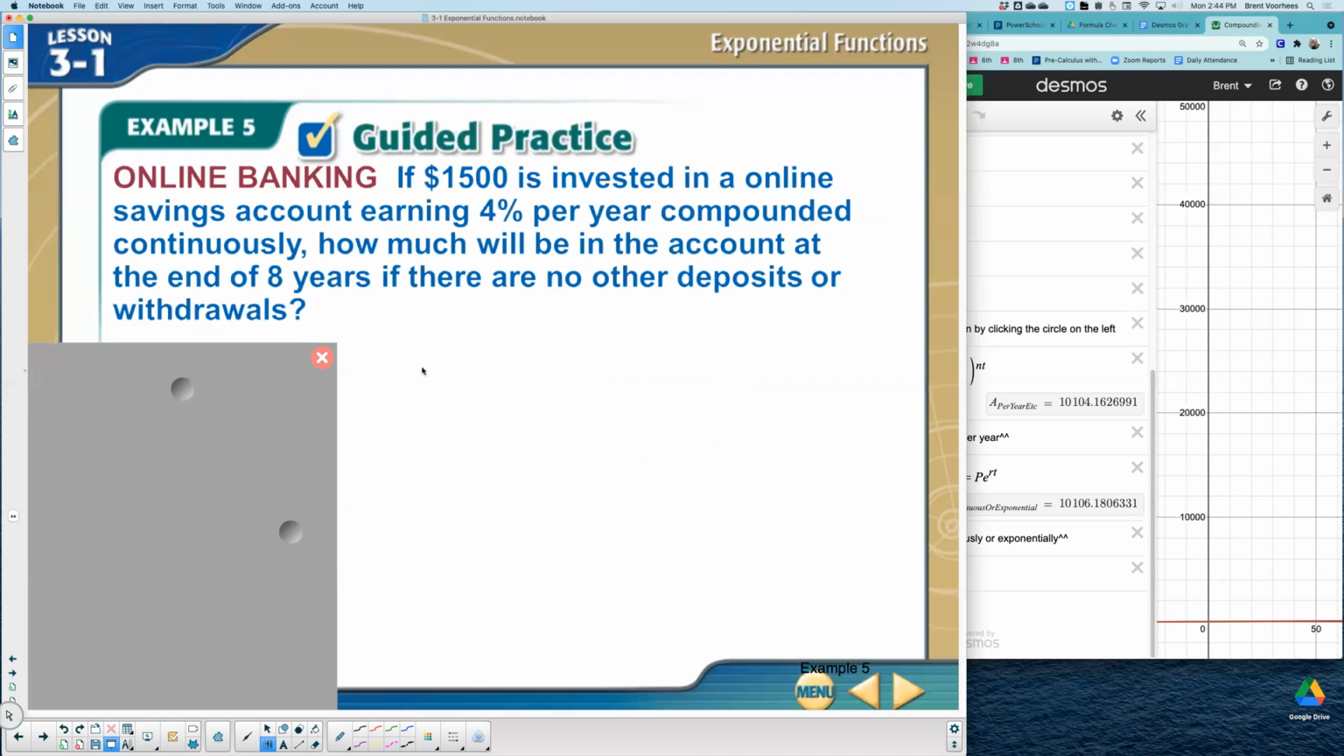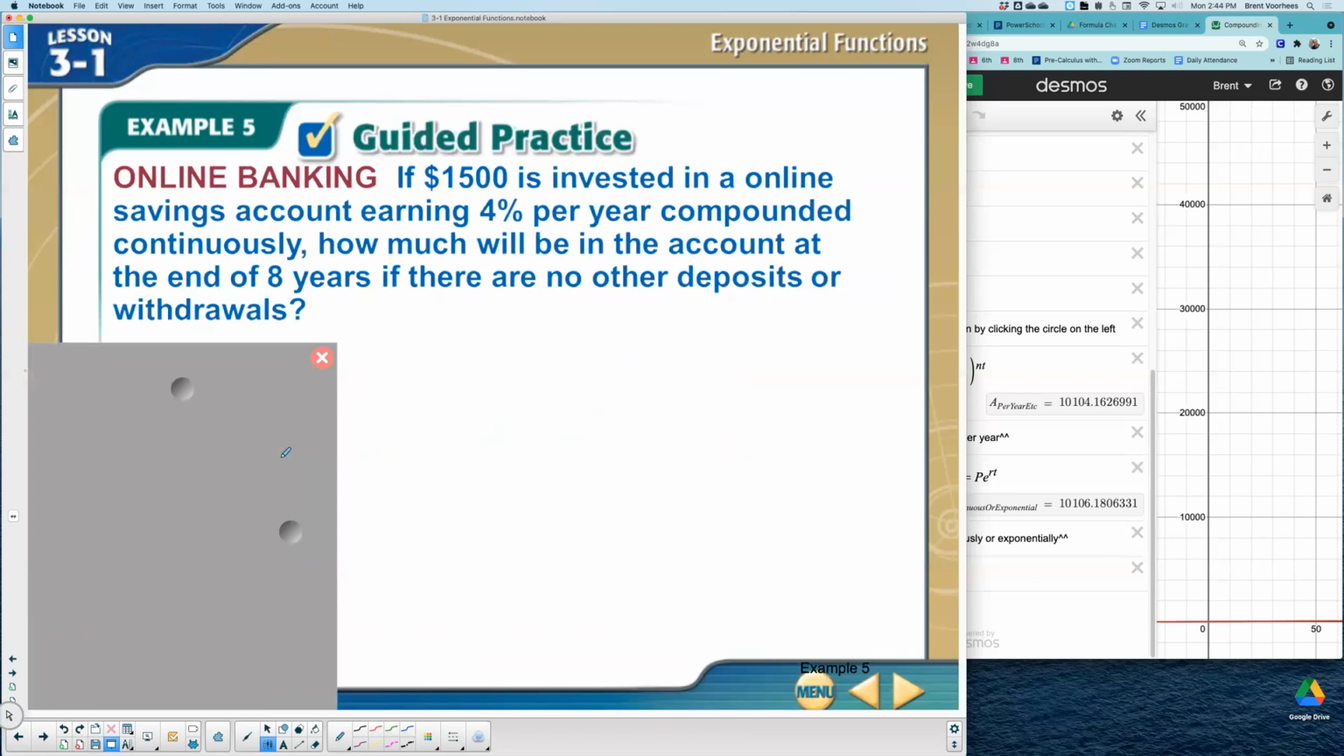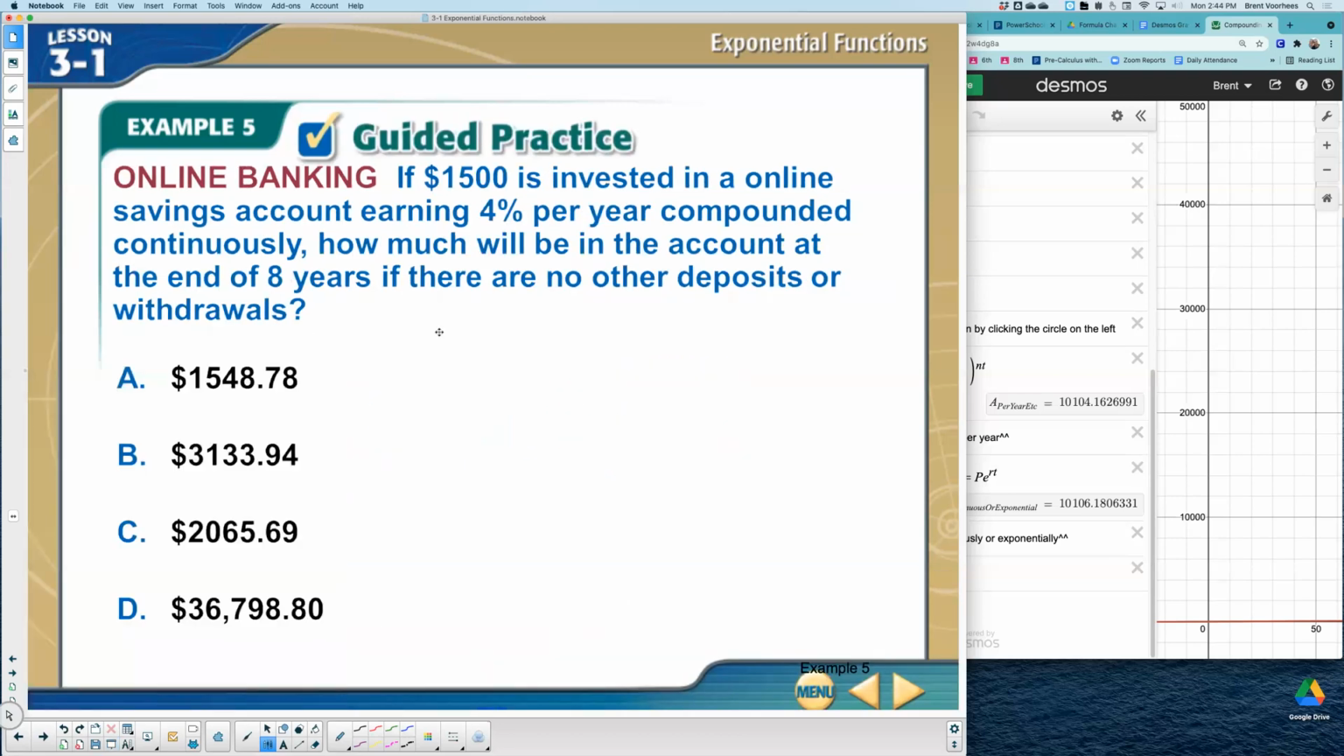All right, I'm going to let you try number 5. By the way, the key word here, which I did not even circle, is continuously. When you see the word continuously or the word exponential, that's when you use A equals P E to the r t. Example 5: I want you to try these numbers and see what you come up with.